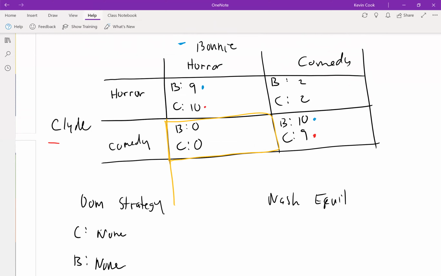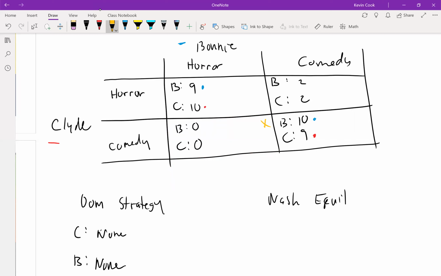So in this case, if either player switches, they become better off. If Clyde decides to switch from the comedy to the horror, he will become happier. And same thing with Bonnie, if she switches from the horror to the comedy, she will become better off. So this point down here is not, and same thing with this point up here. Obviously, hopefully it follows the same pattern. The upper right-hand corner will not be a Nash equilibrium as well.